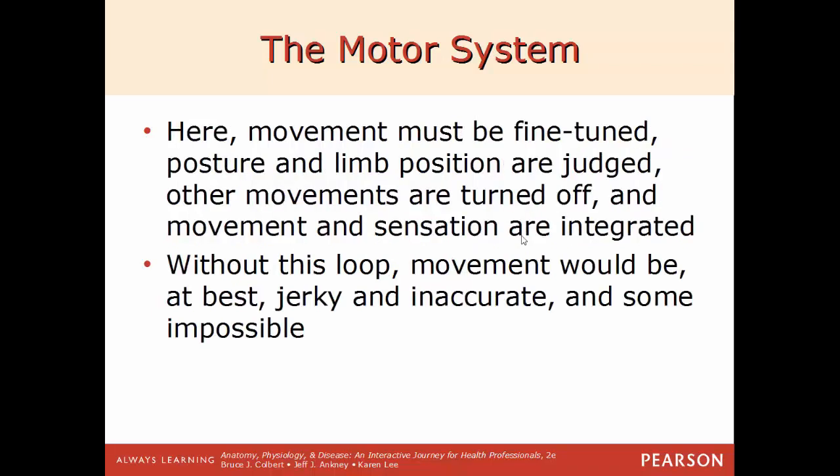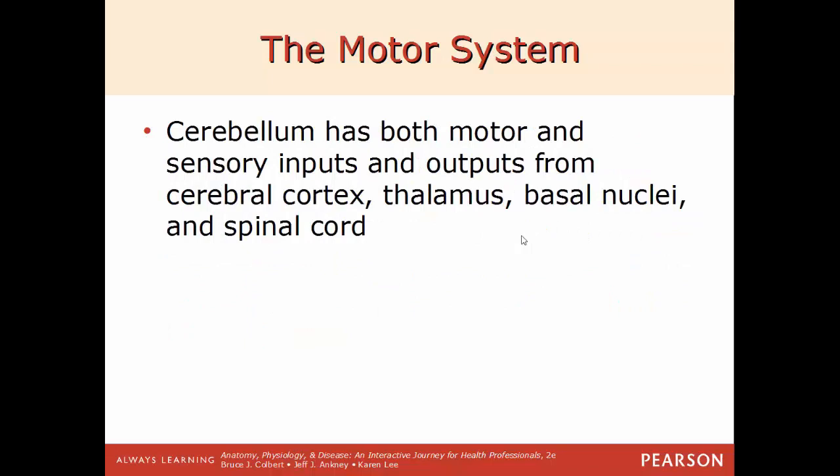So here, movements must be fine-tuned. Posture and limb position have to be judged, and other movements have to be turned off. And movement and sensation are integrated. Without this loop, movement would be very uncoordinated, very inaccurate, very jerky, and most likely impossible. The cerebellum has both motor and sensory inputs and outputs from the cerebral cortex and the thalamus and the basal nuclei and the spinal cord.